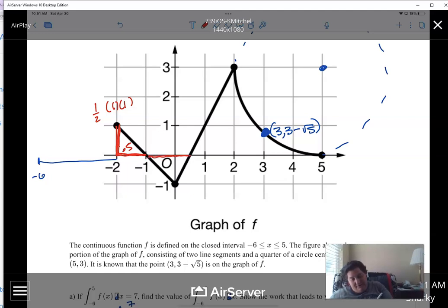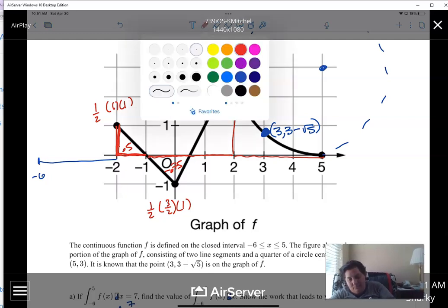Sure, let's do this. This is 1/2. The base is 1.5. The height is 1. So this is 3/4 or 0.75. Because it's on the bottom, I got to put a negative right there. All right. I got to do this section and then this section.